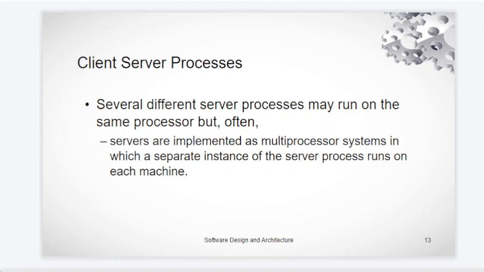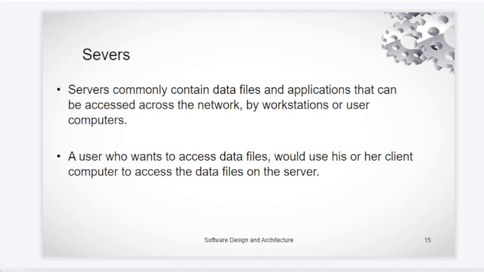Several different server processes may run on the same processor, but often servers are implemented as multiprocessor systems in which a separate instance of the server process runs on each machine. Servers commonly contain data files and applications that can be accessed across the network by workstations or user computers. A user who wants to access data files would use his or her client computer to access the data files on the server.